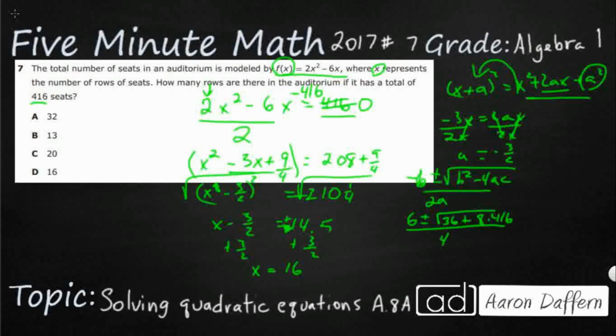So let's see, 8 times 416 is going to be 3,328, plus 36 equals 3,364. The square root of that is going to be 58. So it's 6 plus or minus the square root of 58, over 4. And you can finish the rest out yourself. We're going to get the same answer, D, 16.